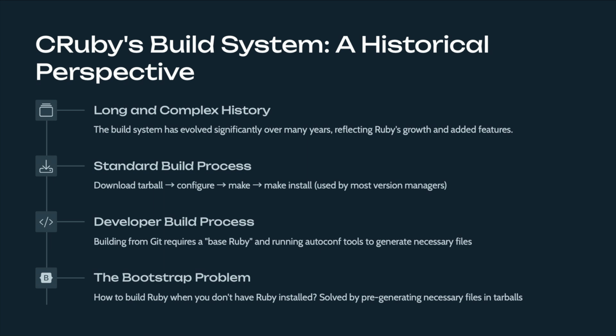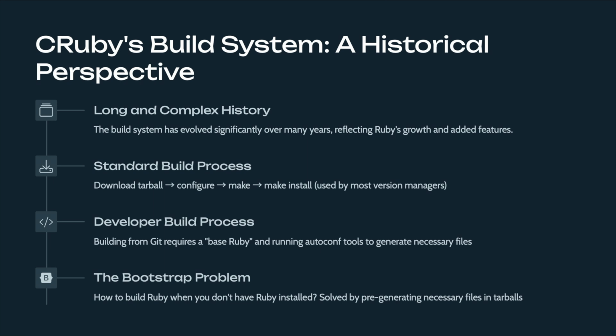So the Git source needs this pre-existing base Ruby to generate some files, but the tarball doesn't. How does the tarball manage without that? Yeah, this is a really key point the source highlights. It addresses what's known as the bootstrap problem. How do you build Ruby if the build process itself requires Ruby to do certain tasks? Right, chicken and egg. Exactly. So a release tarball is designed to be entirely self-contained. It can't assume you have any Ruby installed at all.